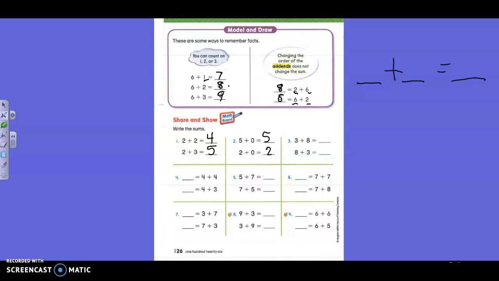You know what I like to do? I don't care what order the add-ins are in. I pick the big number first and I say it. What's the big number in here? 8. So 8. Then I like to do touch math.